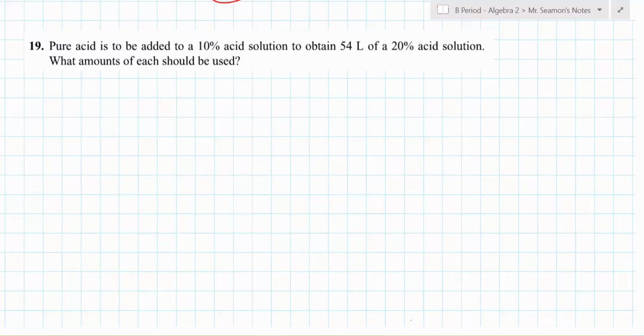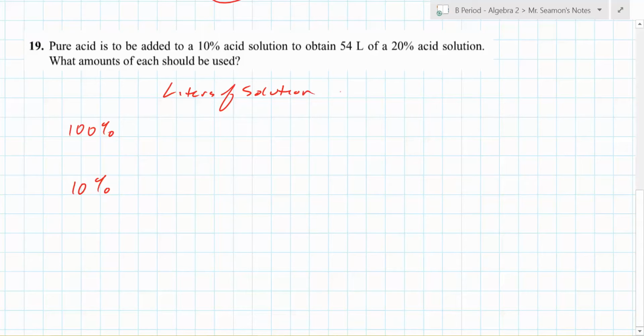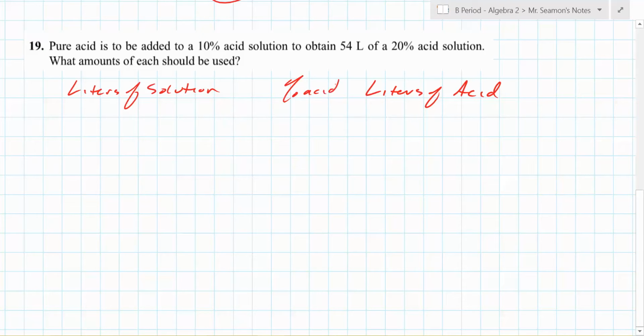50% acid solution to obtain 54 liters of 20% acid. So you have 100% acid and 10% acid, right? Liters of solution and then liters of acid. The way they do it is they do this like percent acid, like this, and then you have, let's call that A and B.